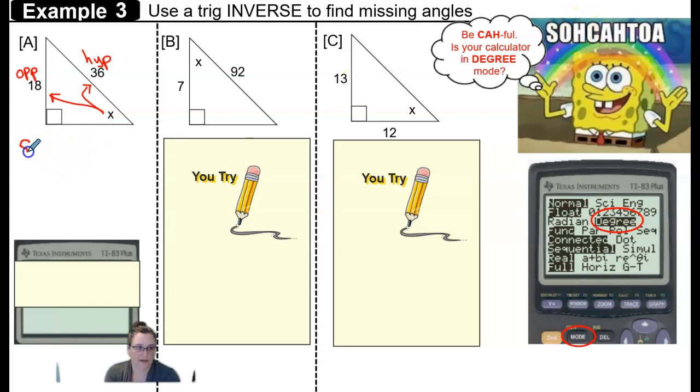So then I can say that the sine of my angle x is equal to the opposite, which is 18, divided by the hypotenuse, which is 36. Now, to get the x by itself, we need to do the inverse of the sine function, and the inverse of sine is the arc sine. So we're taking the arc sine of both sides.